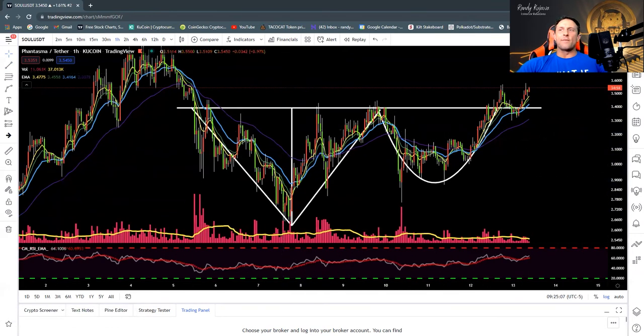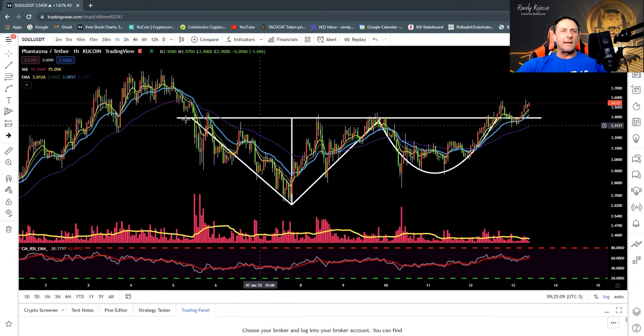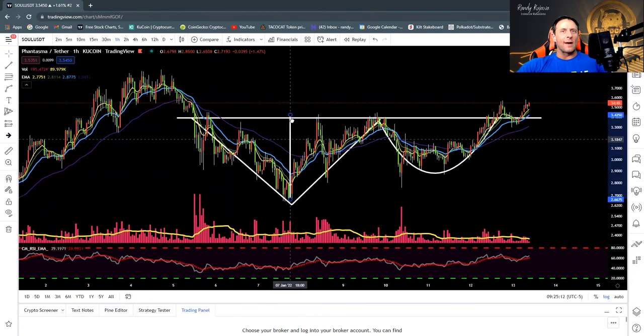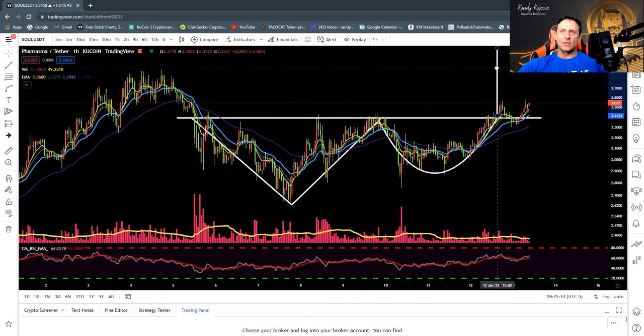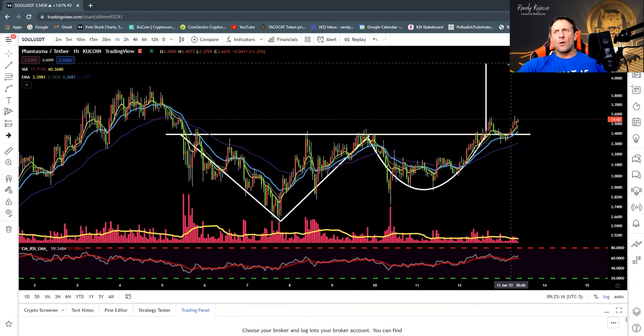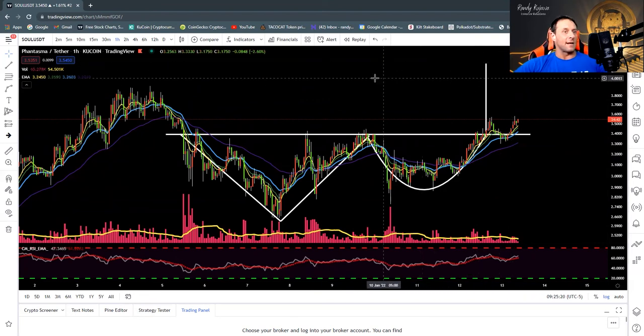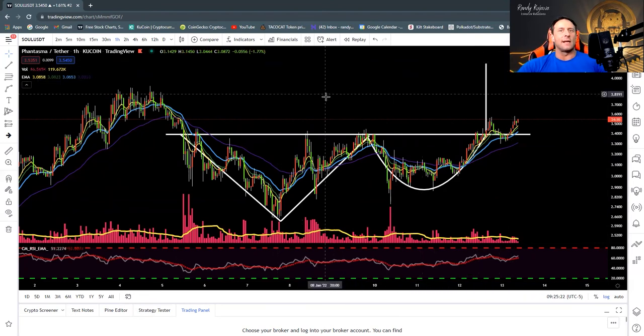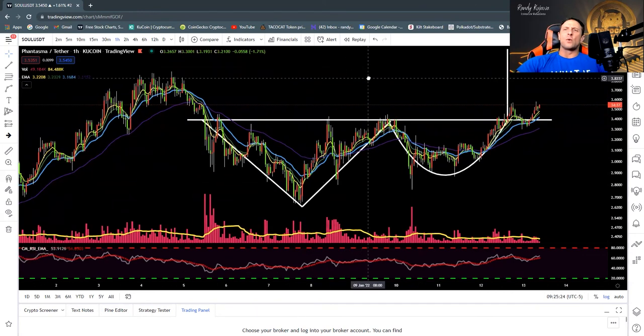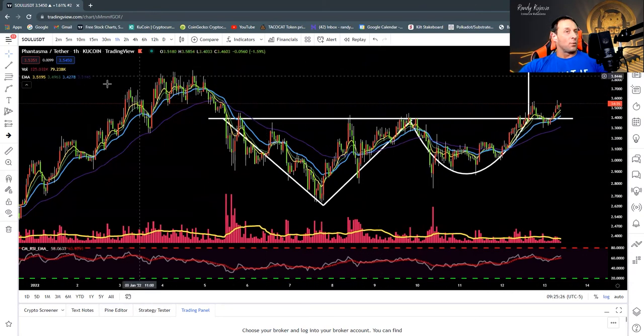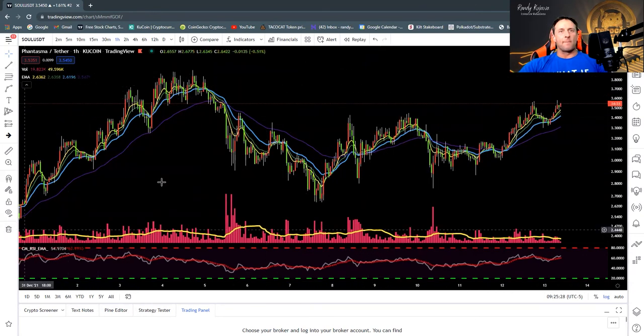So my measured move, where I believe that once we broke out, our next price direction is going to be around that $4.20 mark. If we understand that this pattern trading is around $4.20, we'll use that as a number. Now I'm going to clear this chart off again.